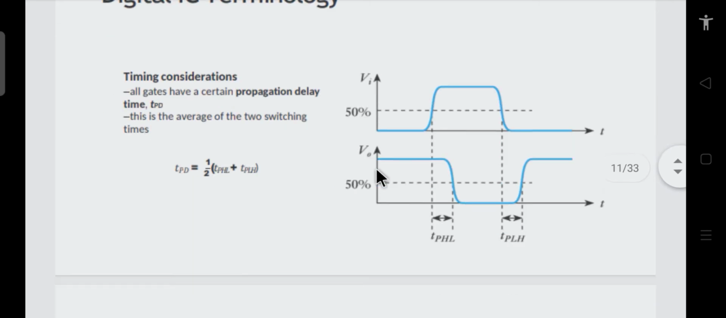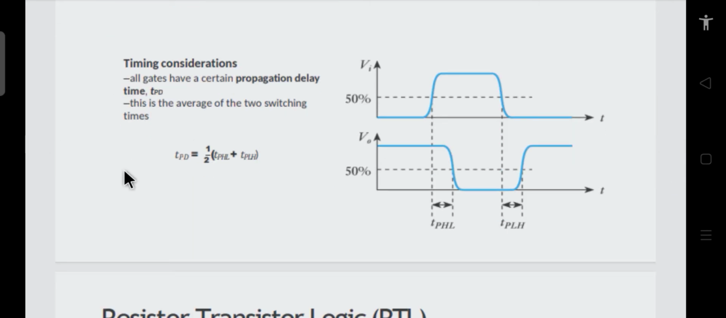Then the other terminology is the propagation delay. How do you define the propagation delay? I have told you that it is the average propagation delay of the rise time and the fall time. So you see the waveform: when you apply some input, if it is a practical wave, then it will have some rise time and fall time. During this region, the circuit will not operate. The output will start to change after this transition takes place completely.